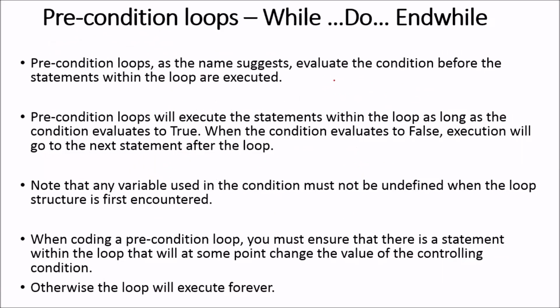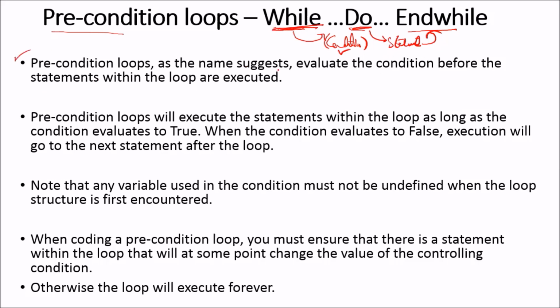Now the third loop is the precondition loop, which is while, do, and while. This precondition loop is used first when we start with the while condition. It will check the condition first. Then we'll do the statements which need to be repeated again and again. In repeat until, the condition was checked at the end of the loop. But here, first the condition is going to be checked. Then it's going to go with the loop.